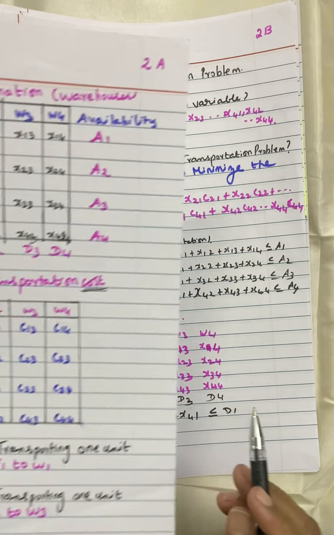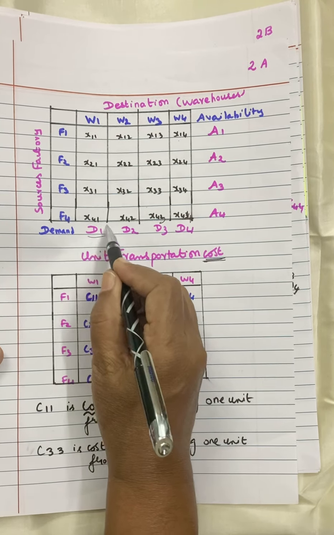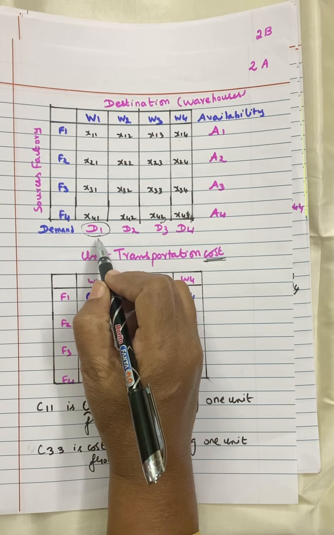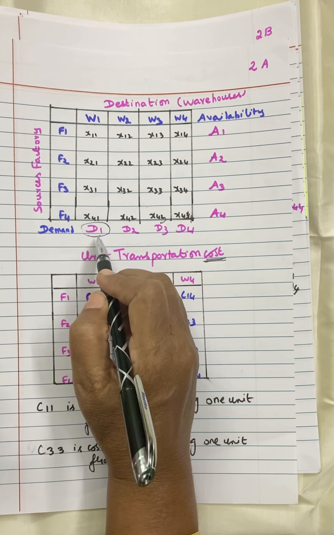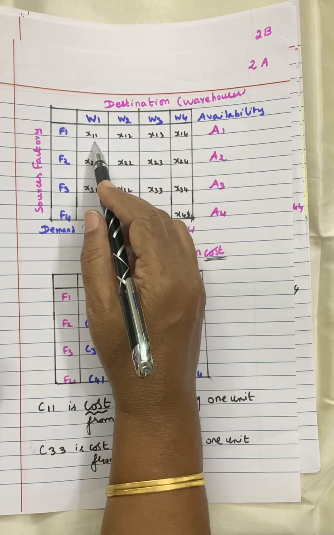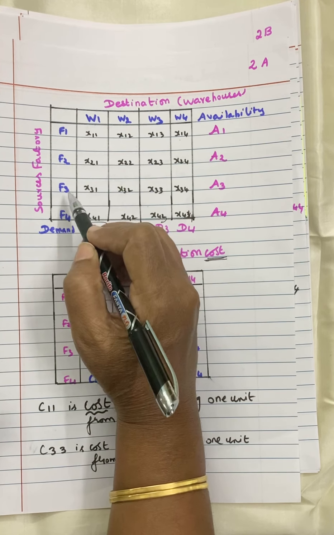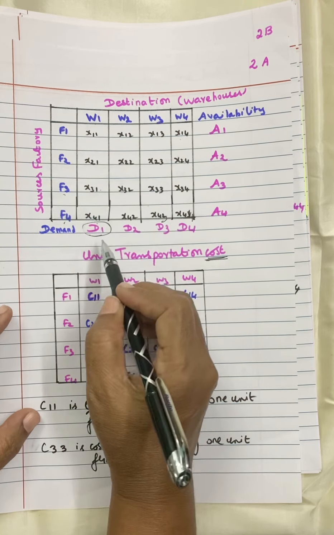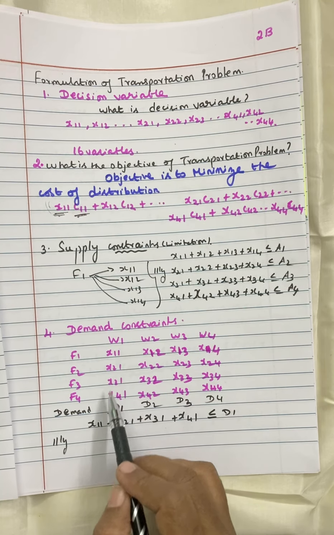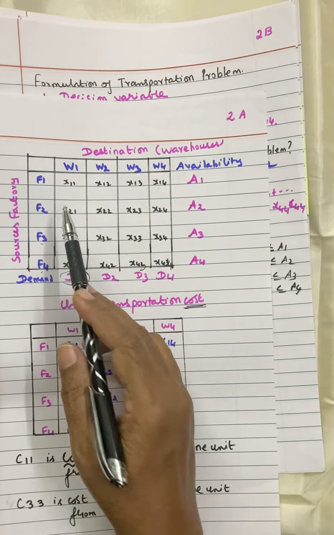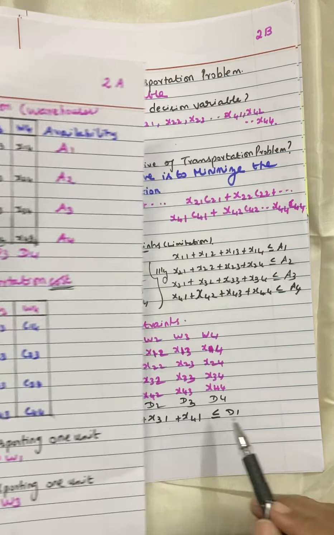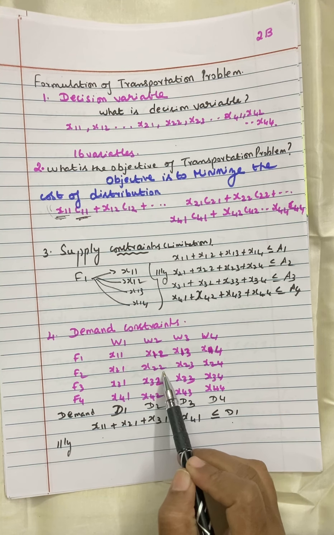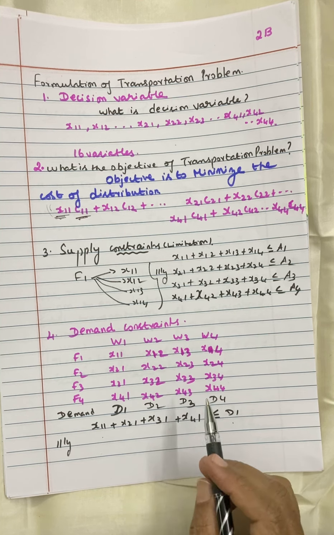What is the demand constraint? Demand. D1 is the demand for the first warehouse. So the first warehouse has the demand of only D1. That shop needs only D1 products. So X11, from the second factory I got some, from the third factory I got some, from the fourth factory I got some. All this addition must be less than or equal to D1. See, X11, X21, X31, X41 less than or equal to D1. See here, X12, X22, X32, X42 must be less than or equal to D2.